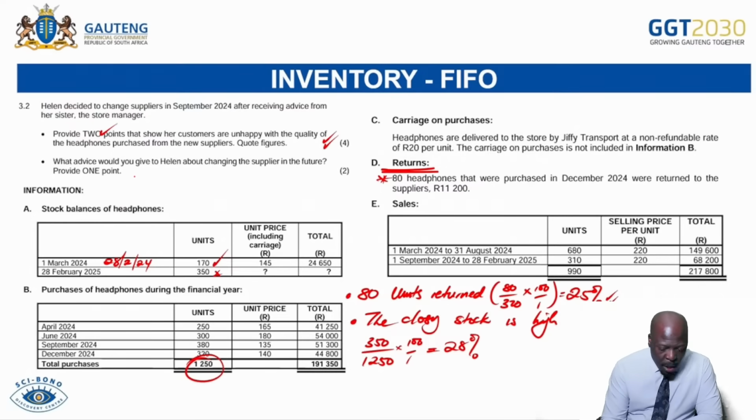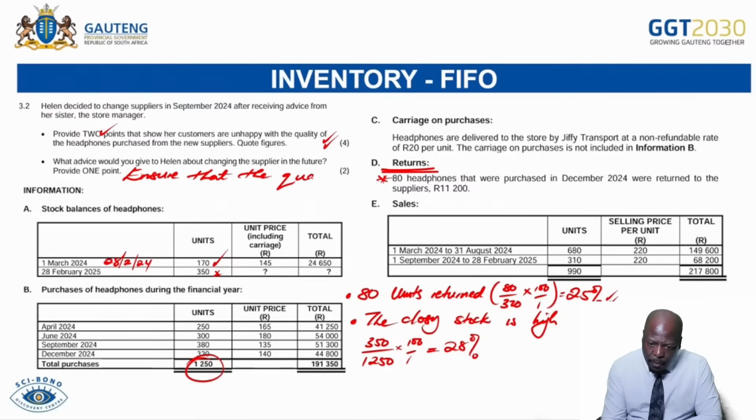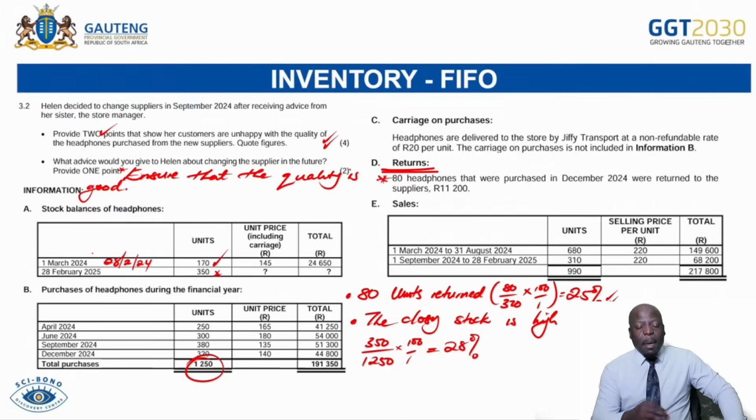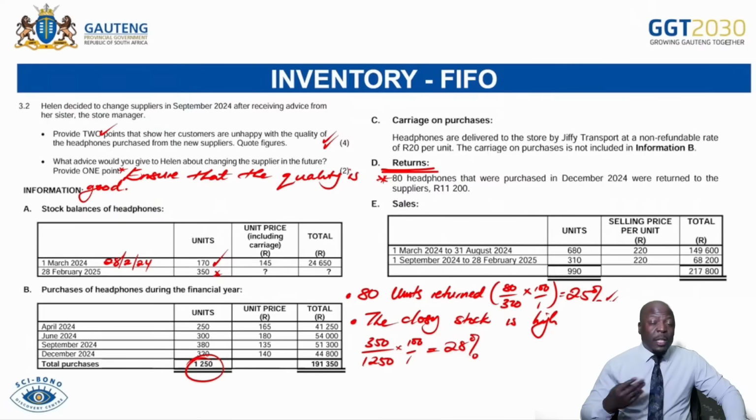Point number 1. We need to ensure that the quality is good. So remember, we want to have a good customer reputation. We want our customers to keep on buying from us.